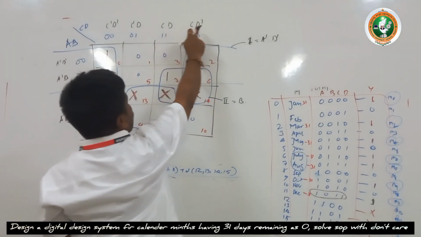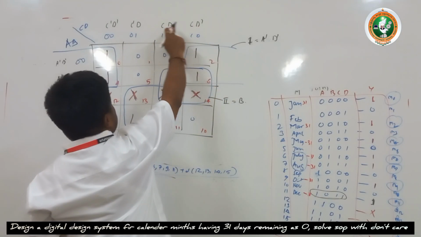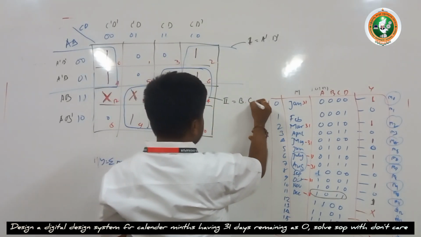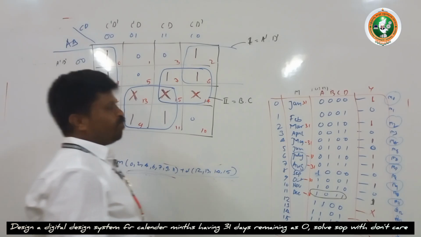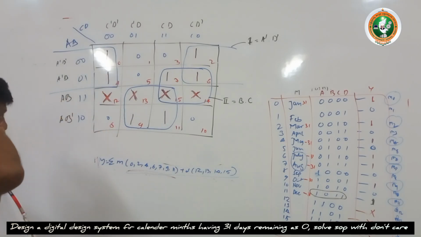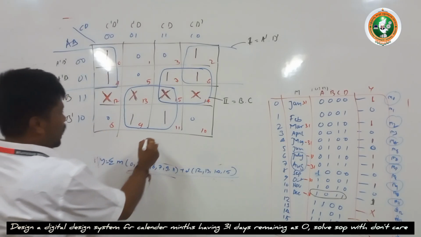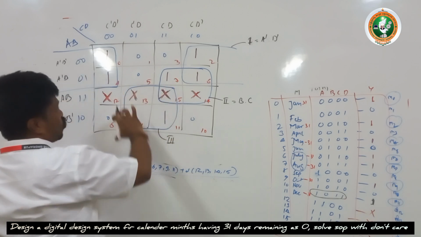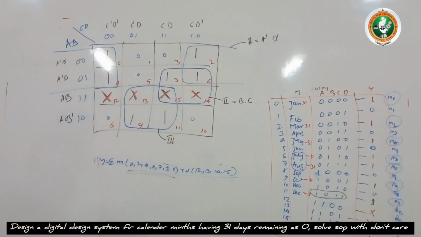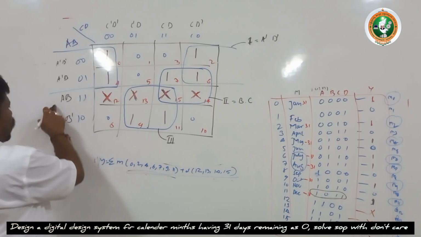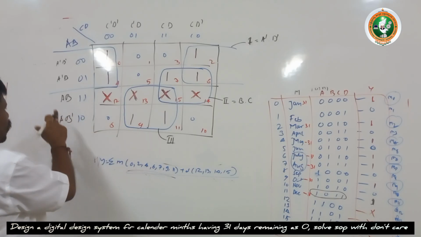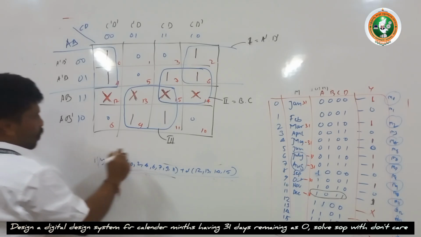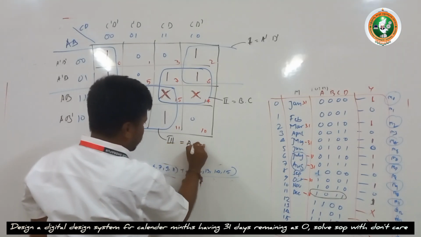D is changing its state. Don't consider D. Only the constant which is not changing its state is to be considered in the grouping. That's C. Okay, got it. Next, what is the one more group we made here? Third group. This group belongs to how many rows? Two rows, third row and fourth row. In the third row and fourth row, which is the common literal? A is common, B is not common here.